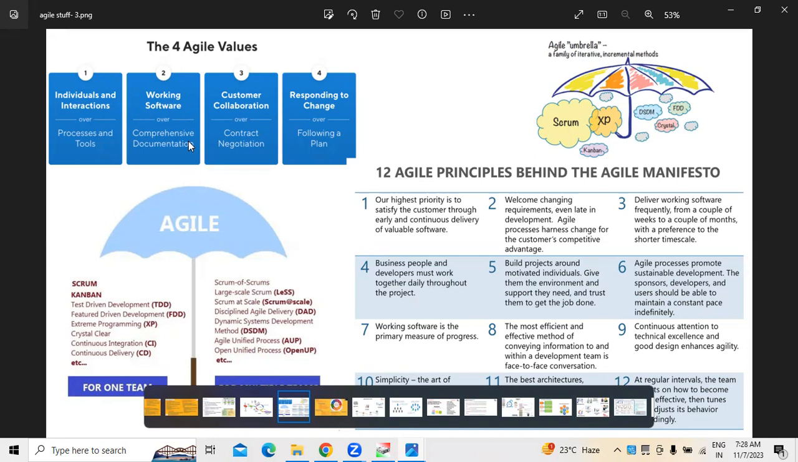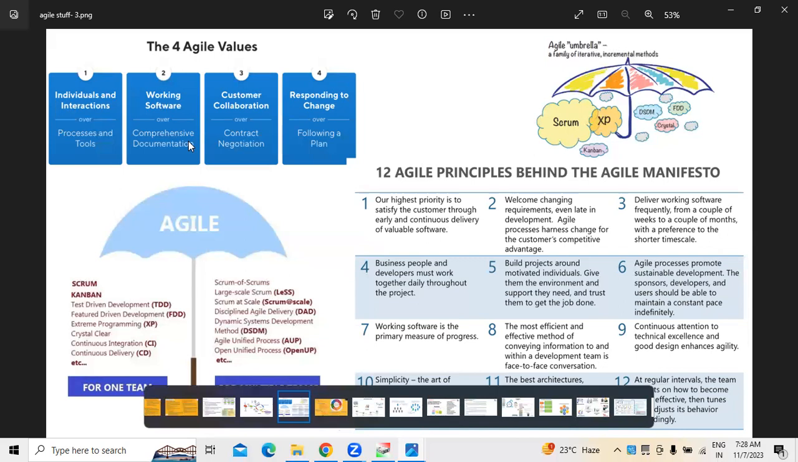Point number two, working software over comprehensive documentation. Documents like BRD, SRS won't be there in agile. So what is comprehensive documentation? Comprehensive documentation is in the form of writing user stories. That's what we are about to practice in the coming days. Maybe tomorrow I'll start how to write user stories, because we have already learned how to write documentation and diagrams. And here we are going to write user stories.